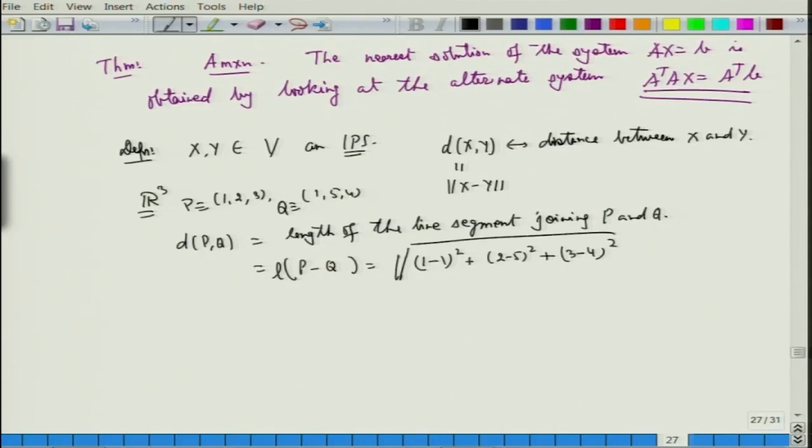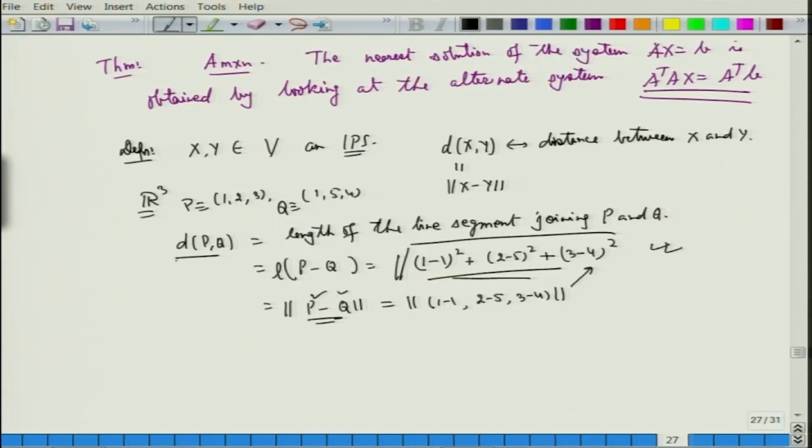So this is nothing but, look at this part, this is nothing but the length of P minus Q for us, because this is the way we define P minus Q. For us, length of P minus Q means just take the components and their difference. So you are supposed to look at P minus Q: 1 minus 1, then the second component is 2 minus 5, the third component is 3 minus 4. We are looking at this, and whose length is nothing but this. All right, so this is what we had learnt in school.